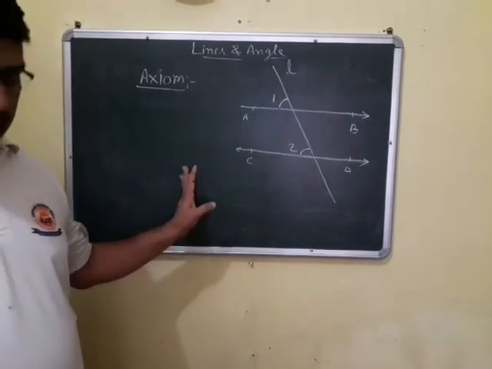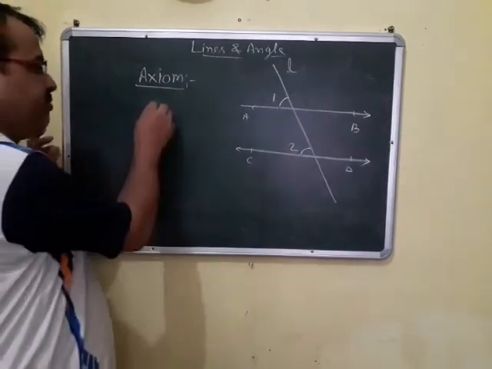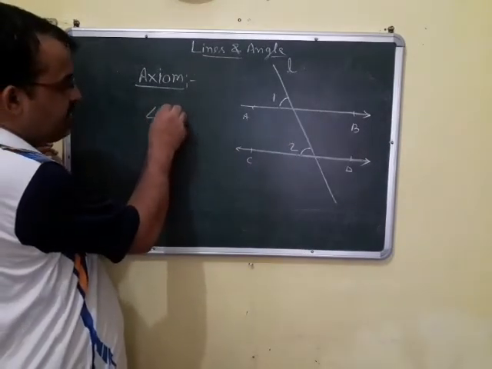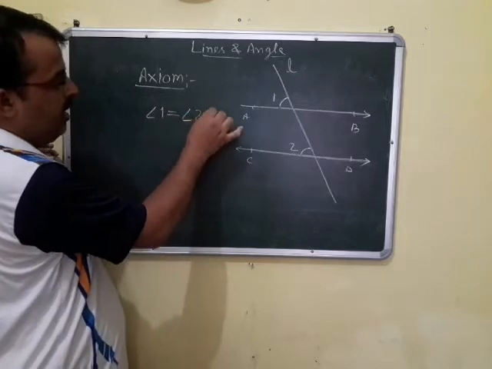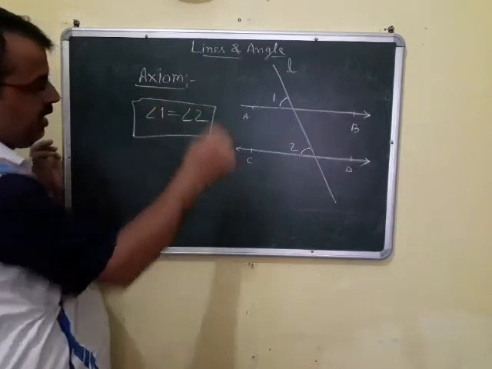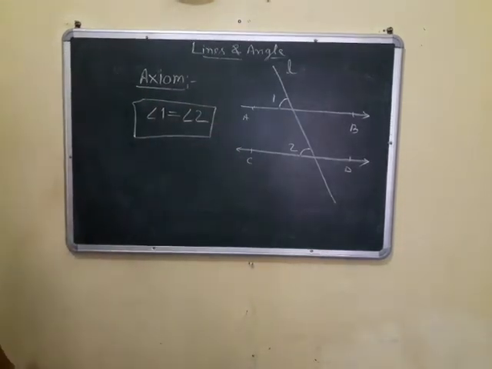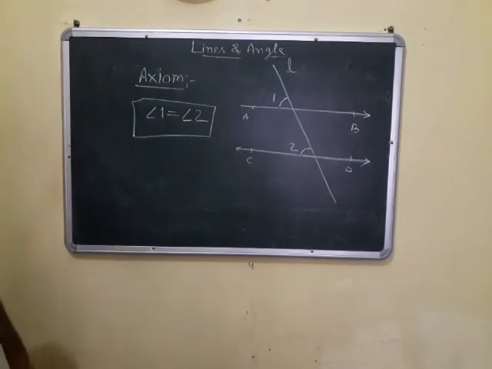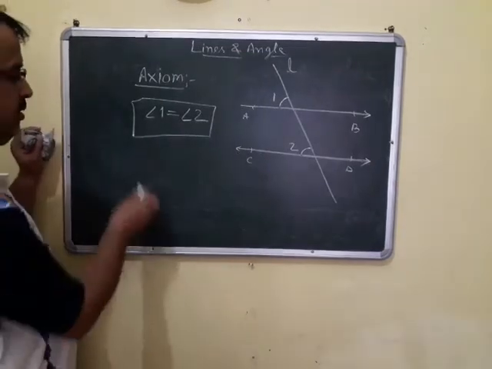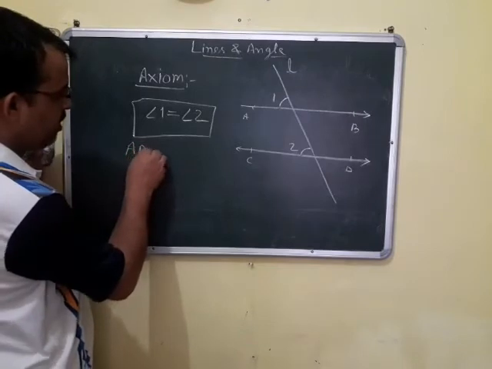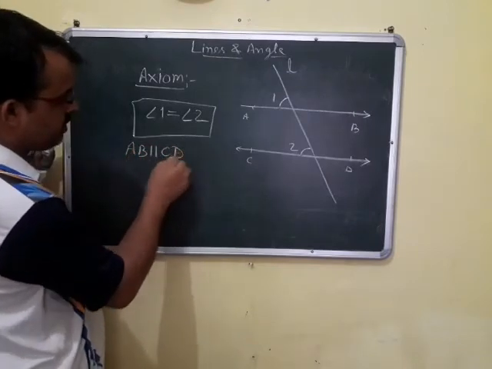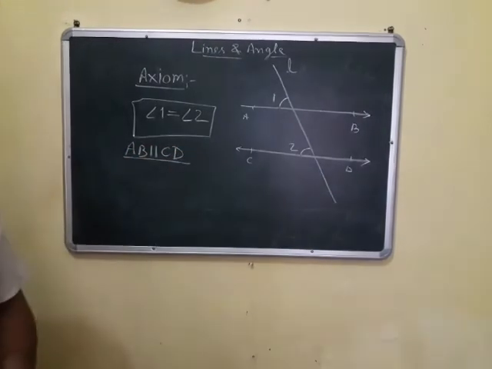जब lines parallel होंगी तो ये क्या होंगे? Equal. So we write this one: angle 1 is equal to angle 2. Clear? Now कब होंगी? AB parallel to CD. Conditions क्या होंगी? AB parallel to CD. This one is clear.